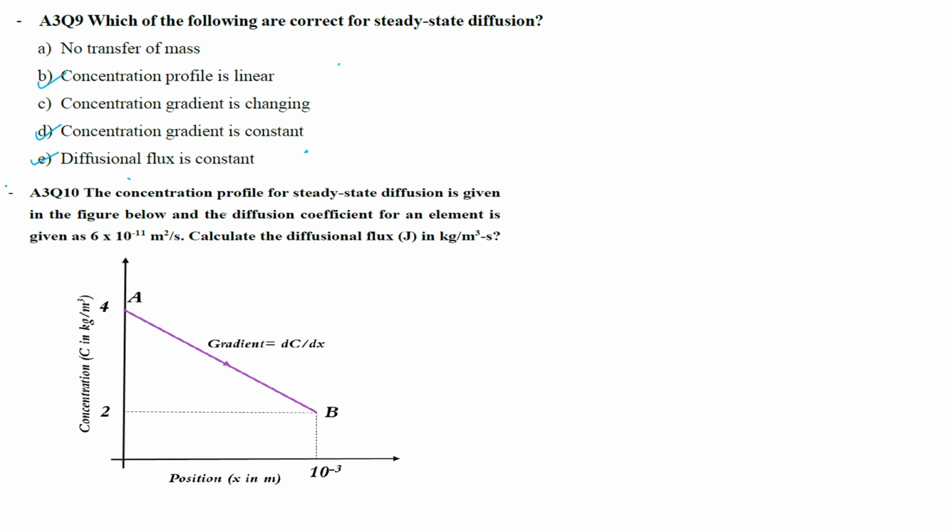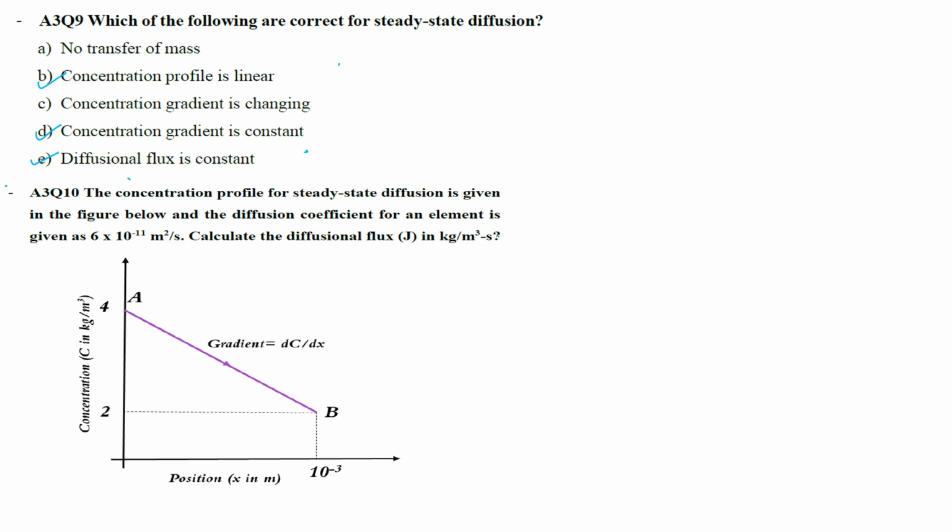Now see the next question. The concentration profile for steady state diffusion is given in the figure below, and the diffusion coefficient of an element is given as 6 times 10 to the power minus 11 meter square per second. Calculate the diffusion flux J in kilogram per meter cube second.